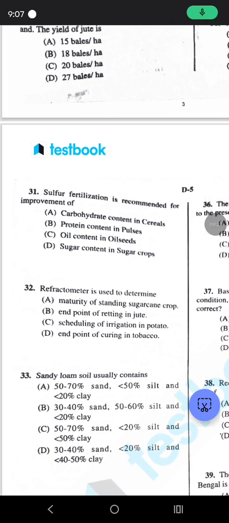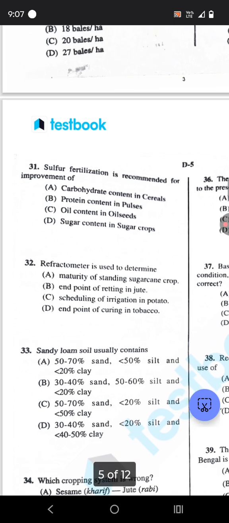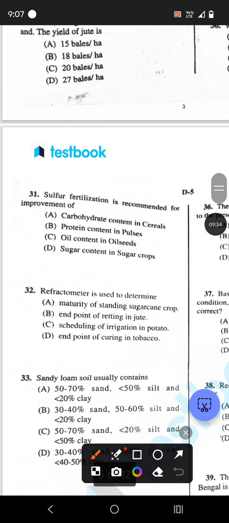Question number 31. Sulfur fertilization is recommended for improvement of oil content in oilseed. Option number C. Sulfur fertilization is recommended for the improvement of the oil content in oilseed crops. So the correct answer is option number C.